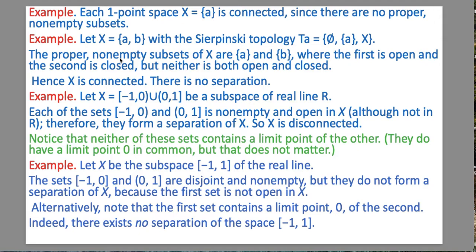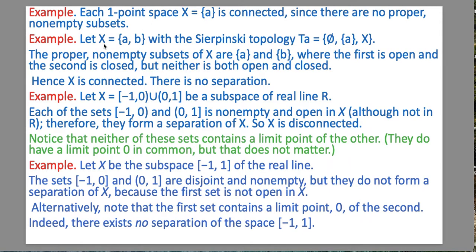Now we have some examples. Each one-point space is connected. One-point space means if X is equal to singleton set A, then it is connected because there are no proper non-empty subsets.